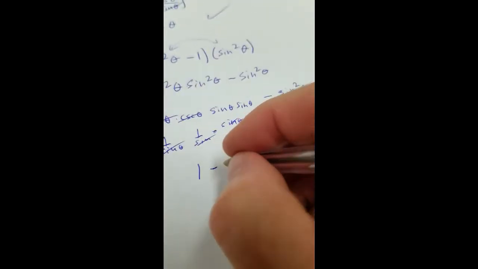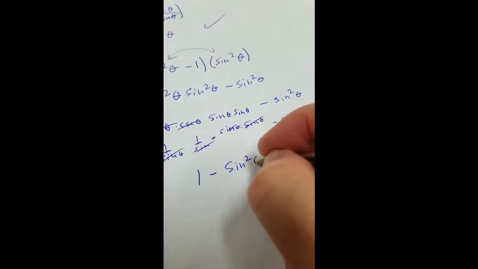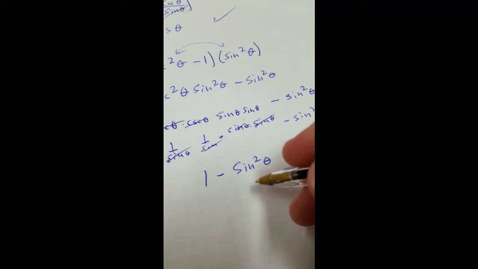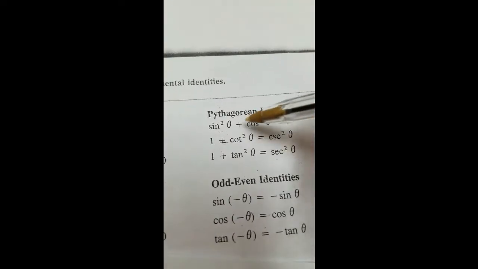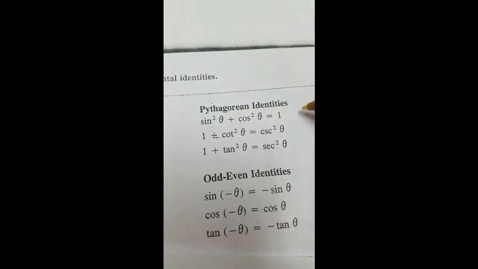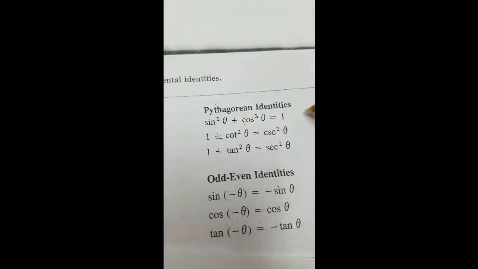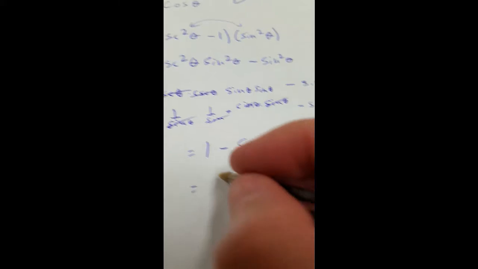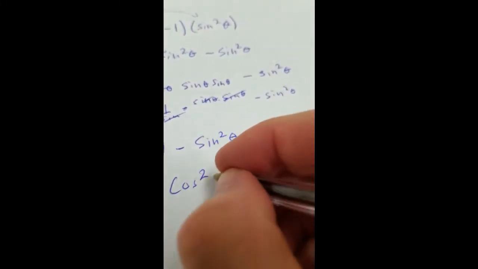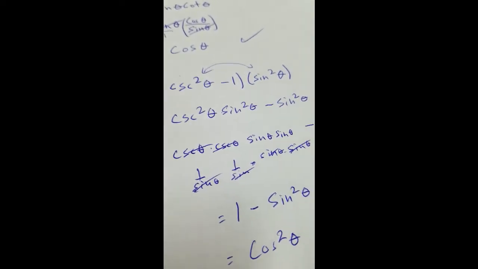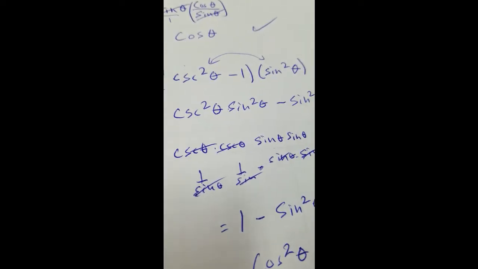So I'm left with 1 minus sine squared of theta. But there's another identity, so I'll look back up here. If I take that sine squared and move it over there, I'm left with cosine squared equals 1 minus sine squared. So that is equal to cosine squared of theta. And we are done with that one. Okay.